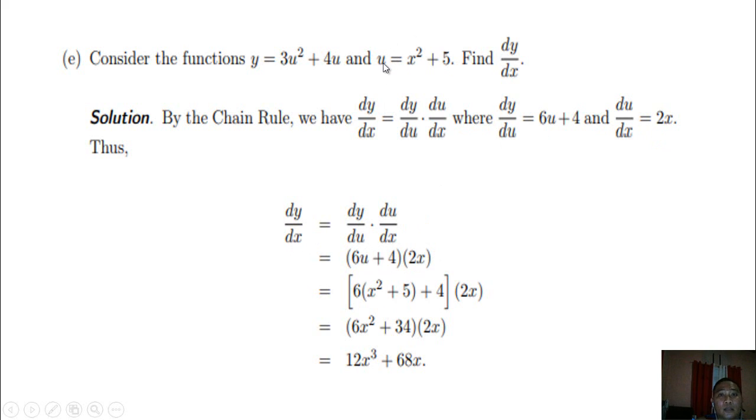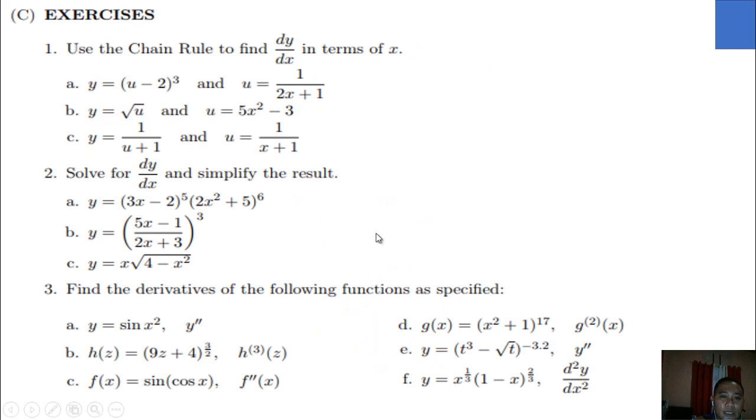Ang final. That means you've got x squared plus 5. And that is x squared plus 5 times 6 plus 4 times 2x. You've got 12x squared plus 68x. Clear? Okay, clear. Now, let's have the exercises.